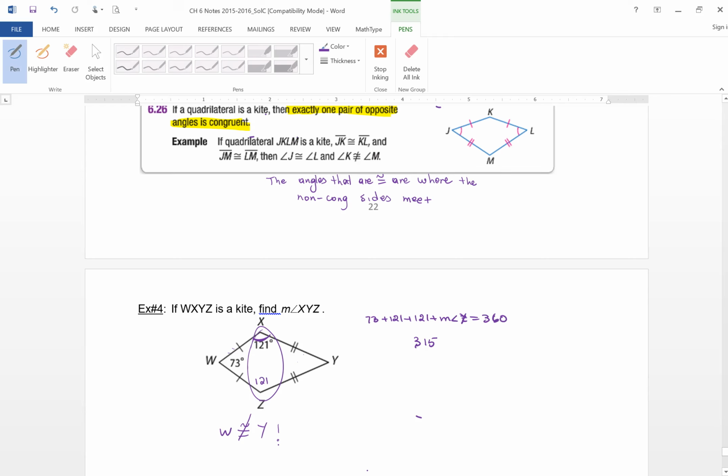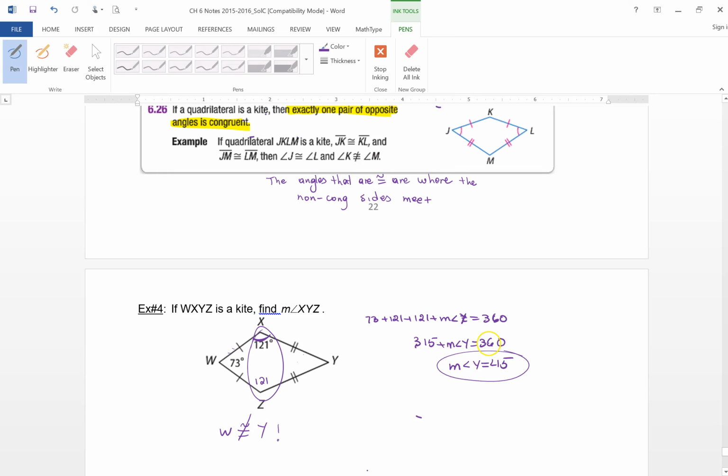Okay, so in the one above, J and L are the angles between the two non-equal sides. Okay? K and M are not congruent. Okay? So 315 plus measure of angle Y equals 360. Measure of angle Y is 45. So you see how clearly it's not equal to W.